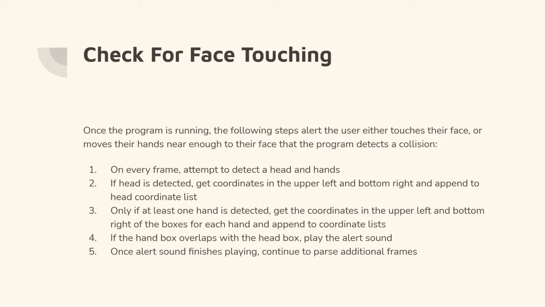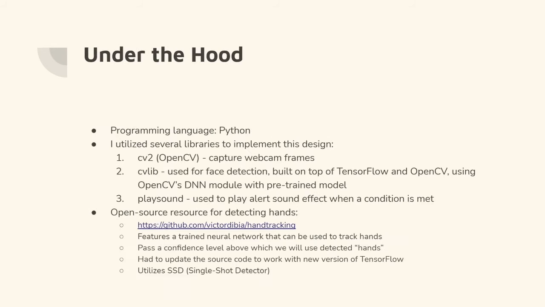Once the head is detected, we're going to get the coordinates of the upper left and bottom right corners of the head box and append them to the coordinate list. If at least one hand is detected, we're going to do the same thing for the hand, get the upper left and bottom right corners of those boxes and append them to another coordinate list just for hands. If the hand box overlaps with the head box, we're going to go ahead and play an alert sound. Once the alert finishes playing, we're going to continue to parse additional frames in that infinite while loop.